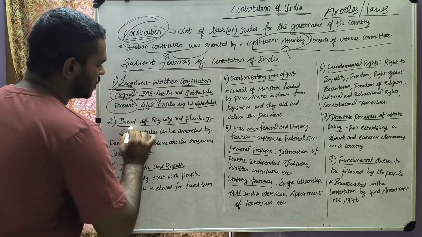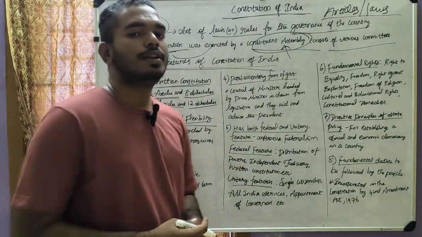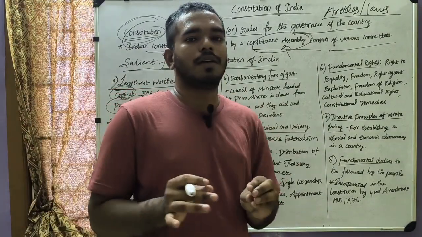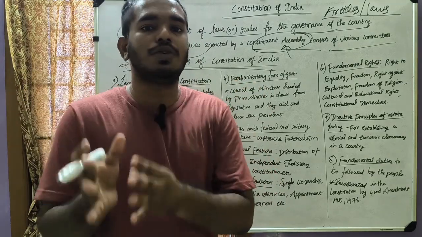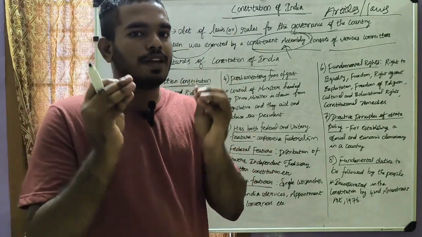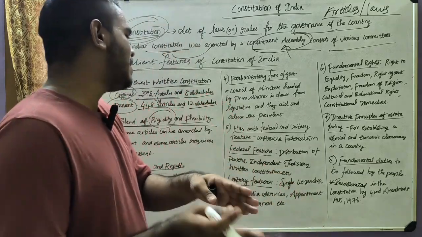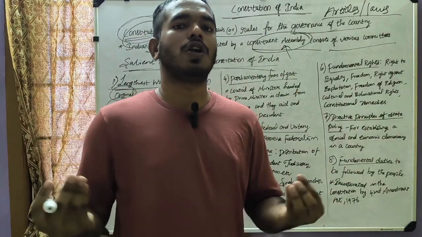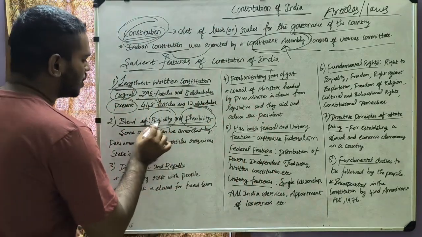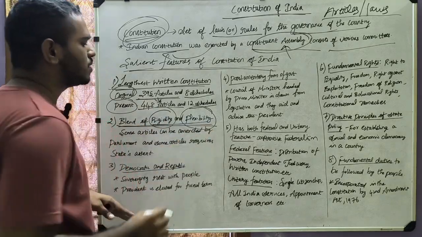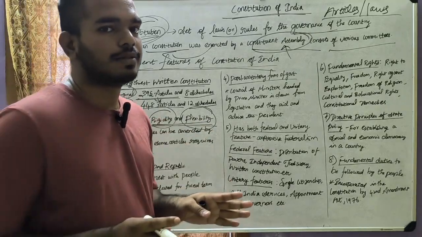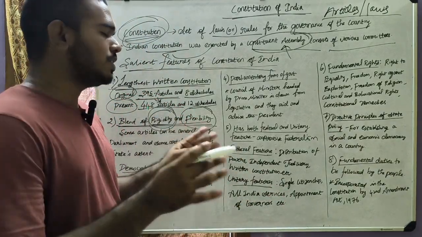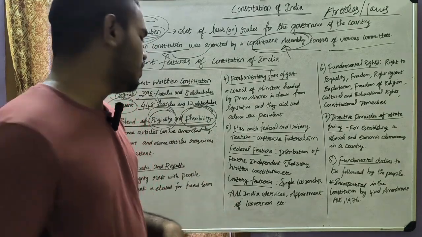The second feature of the Indian Constitution is that it is a blend of rigidity and flexibility. Rigidity is what is known as fixed. If you say something is very fixed and unable to change, we name it a rigid one. Flexibility is changeable. It keeps on changing according to the situation. So the Indian Constitution is both rigid and flexible. It is not entirely rigid and it is not entirely flexible. Some part of the constitution is rigid and some part is flexible.